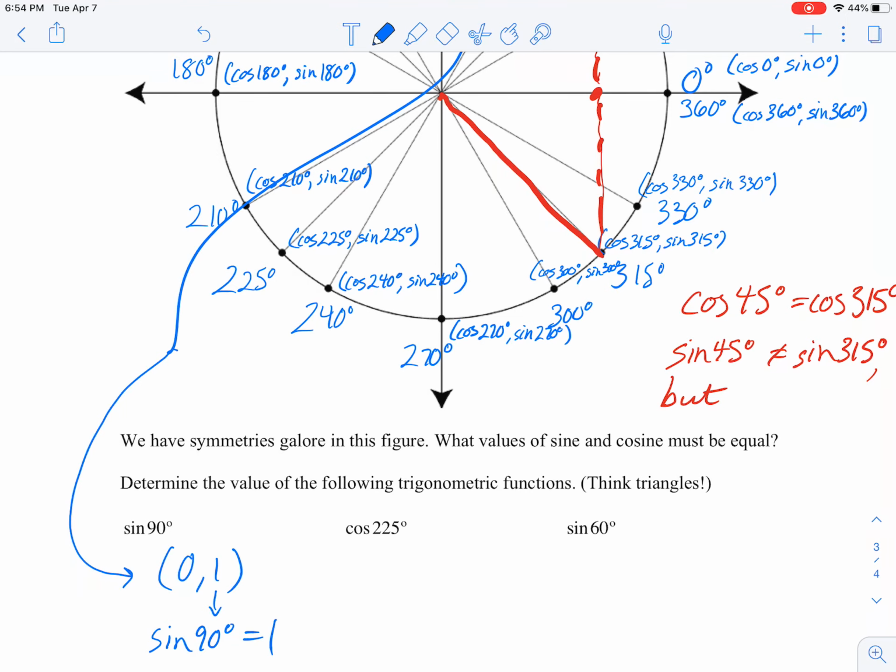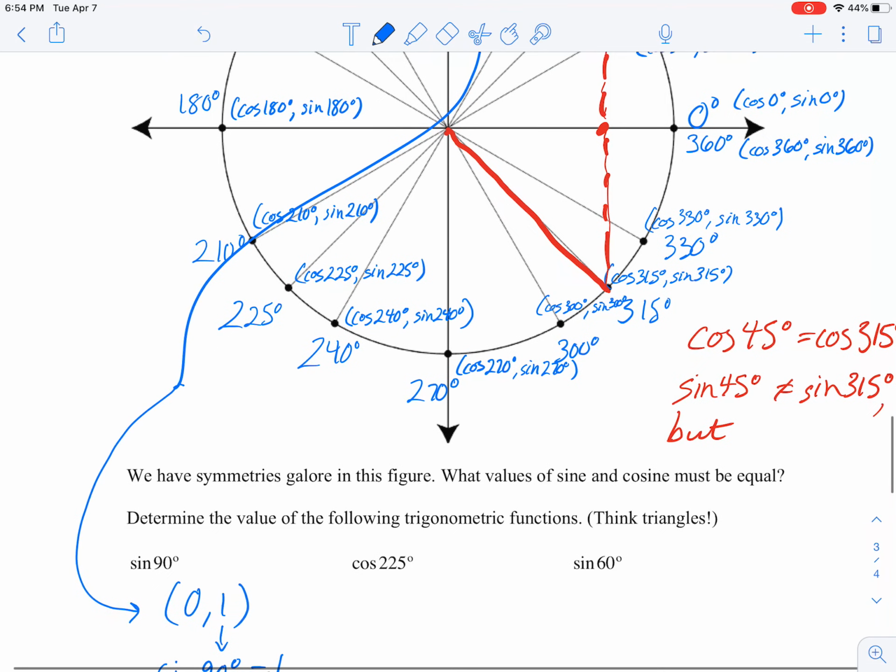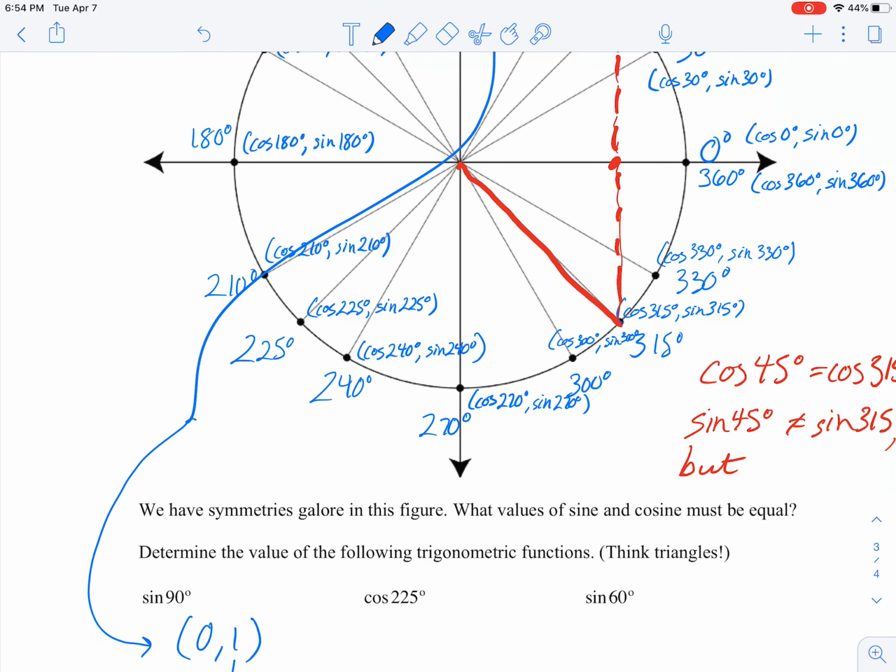Similarly, we can, again, use our common sense here. The cosine of 225 we were asked to find. So this value right here. We're looking for the x coordinate there. So we want that chunk. Now, let's use our geometry.